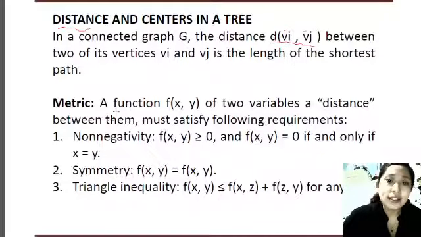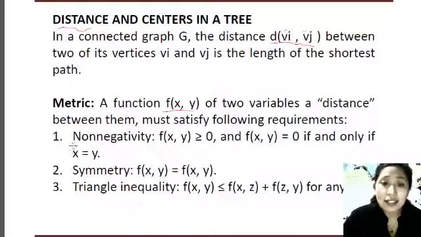Now this distance has some properties. It is a function between two vertices x and y, and it is going to return a value, an integer number, that is nothing but the number of edges between those two vertices. So it has some properties, and the first property is the non-negativity property.